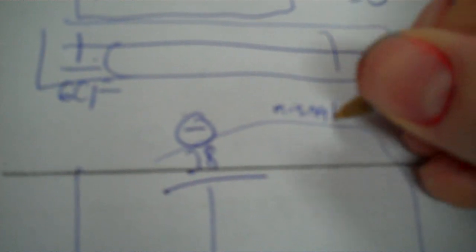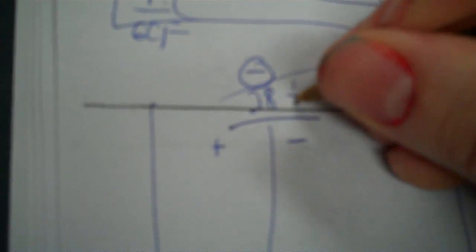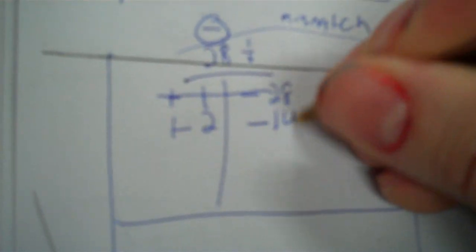So positive 4 times negative 7 is negative 28. Okay, so that's a mismatch. You put in positive, negative. And you have to add to get to your B, which is negative 12. 28 divided by 1 is 28. Add those, it's negative 27. That's wrong. 28 divided by 2 is 14. Add those, there's your negative 12.